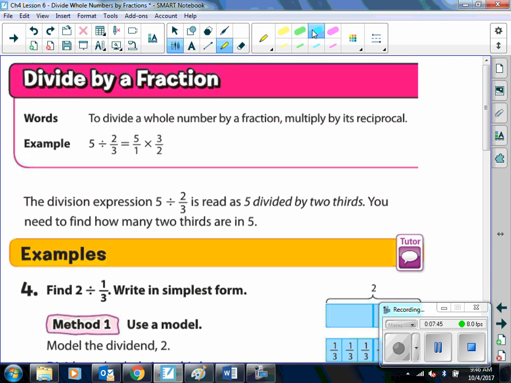So now we are going to divide by a fraction. Don't forget to write your heading. It says, to divide a whole number by a fraction, we're going to multiply by its reciprocal. Please make sure you write down that rule. To divide a whole number by a fraction, we're going to multiply by its reciprocal. Okay?